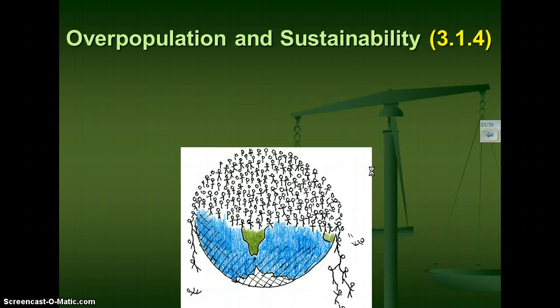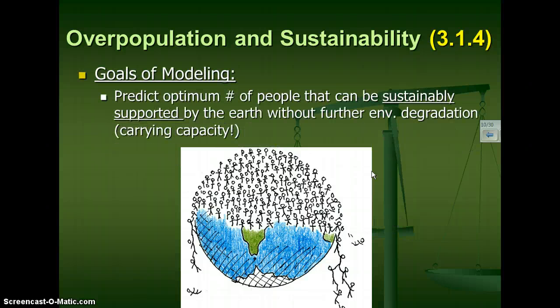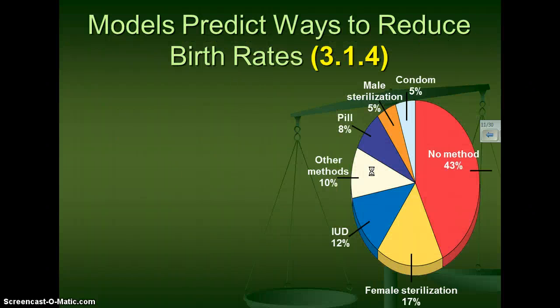So now we're going to talk about, like, what do we do with all this information? How do we deal with this? Well, we'll start to use this information to model into the future so we can try to make solutions. And the goal is to predict the optimal number of people that can sustainably be supported on the planet without further environmental degradation. And we know that this is called carrying capacity. And what we'll do is we can use this to predict ways to reduce birth rates.